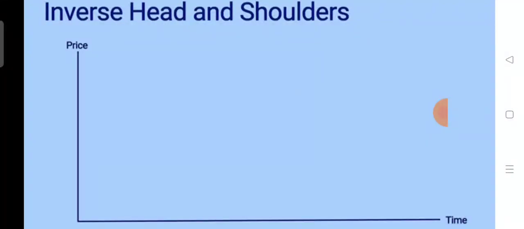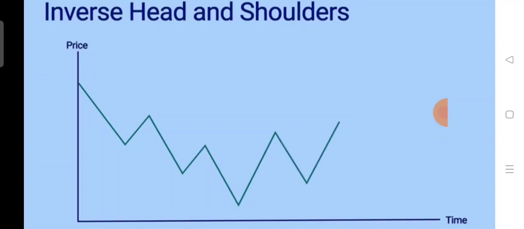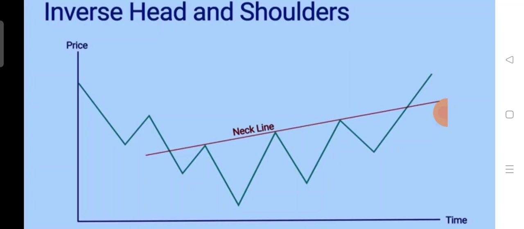Now let us talk about the inverse head and shoulder. Inverse head and shoulder is similar. First there is a down move, then in the down move a low is formed, then there is a pullback, and then a bigger low is formed, then there is a pullback, then a slightly higher low is formed, and there is a pullback. So it looks like an inverted head and shoulder. Two higher lows, in between there is a deeper low.